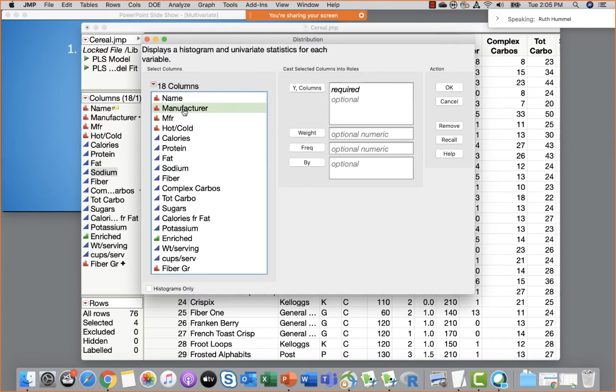So I might look at the manufacturer, whether the cereal is hot or cold, some other characteristics like calories, fat, sodium, fiber, all of these things. Let's see what enriched is. Let's just look at everything. So I can click all of these over here and maybe just look at the histograms.